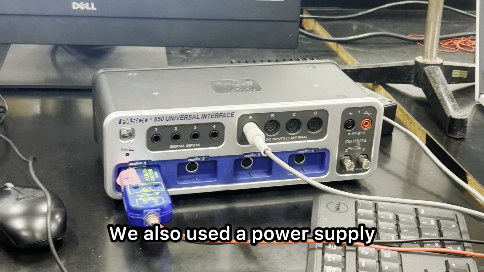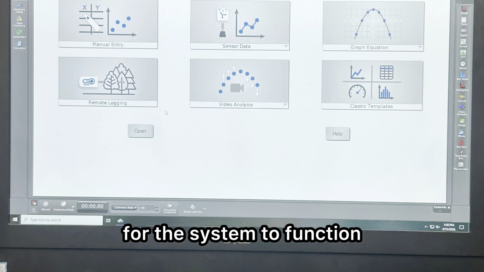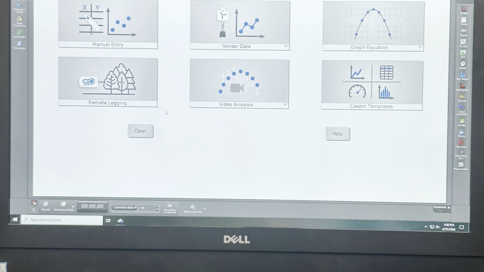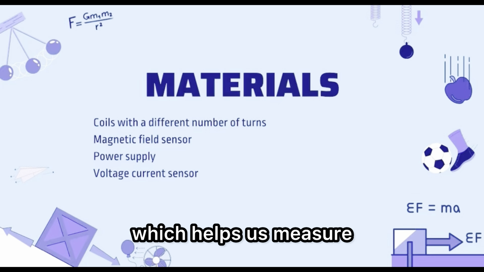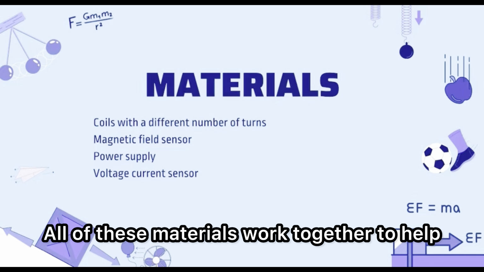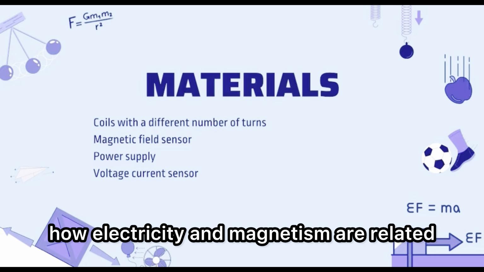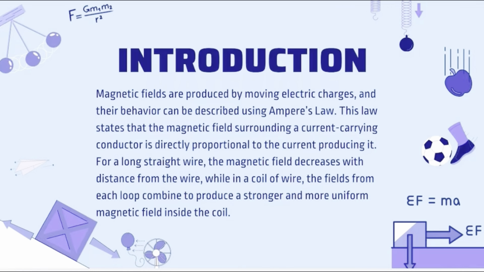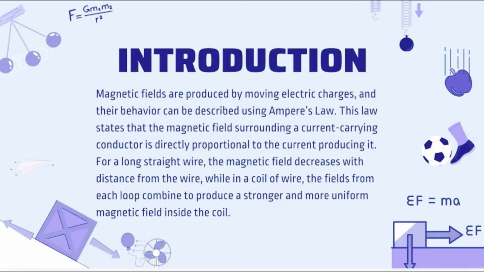We also used a power supply, which provides the electrical energy needed for the system to function. Finally, we had a voltage and current sensor, which helps us measure how much voltage and current are flowing through the circuit. All of these materials work together to help us collect accurate data and better understand how electricity and magnetism are related.